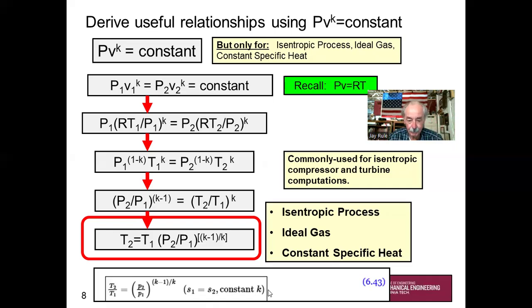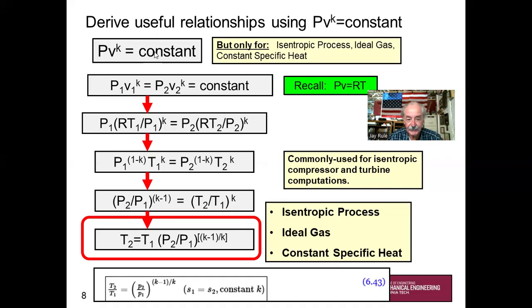But very important, the way I've done it, if you're writing this down on a formula sheet, you write down your formula, hate to use that word, right? You got to write down these 3 bullet items with it. Isentropic process, ideal gas, constant specific heat, which means constant K. Got it? I hope. If you don't get it, just pause the video and study this derivation.